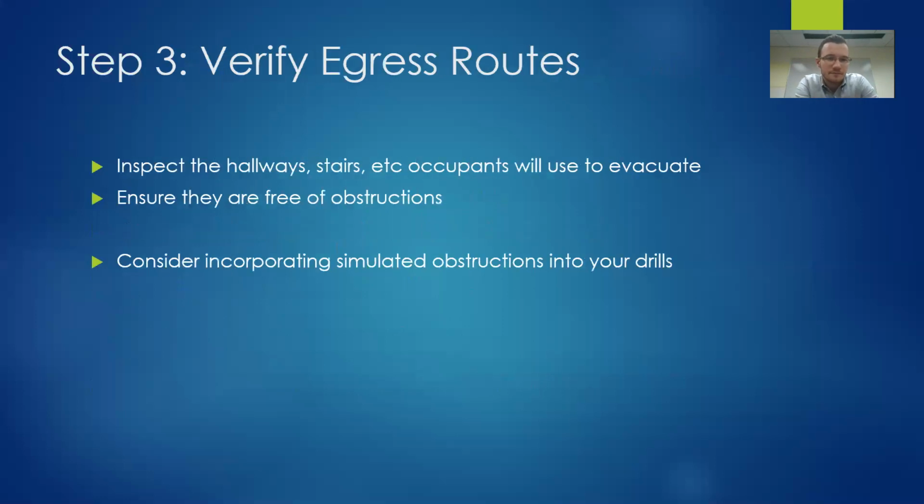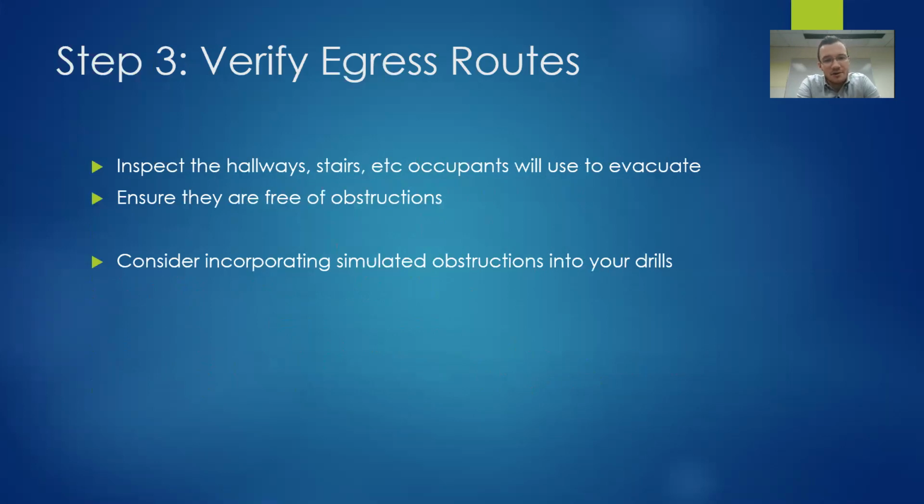And so you want to verify egress routes before the drill. Inspect the hallways, stairways, the methods that people would use to evacuate. Ensure that there's no boxes, nothing that would block egress. This is a good opportunity to make sure that there hasn't been something sitting in a hallway in front of an emergency exit that shouldn't be there.